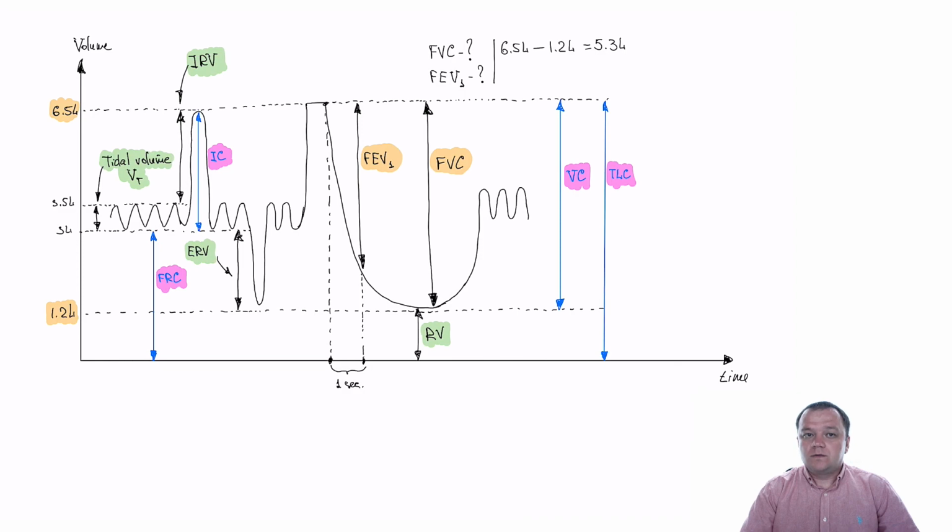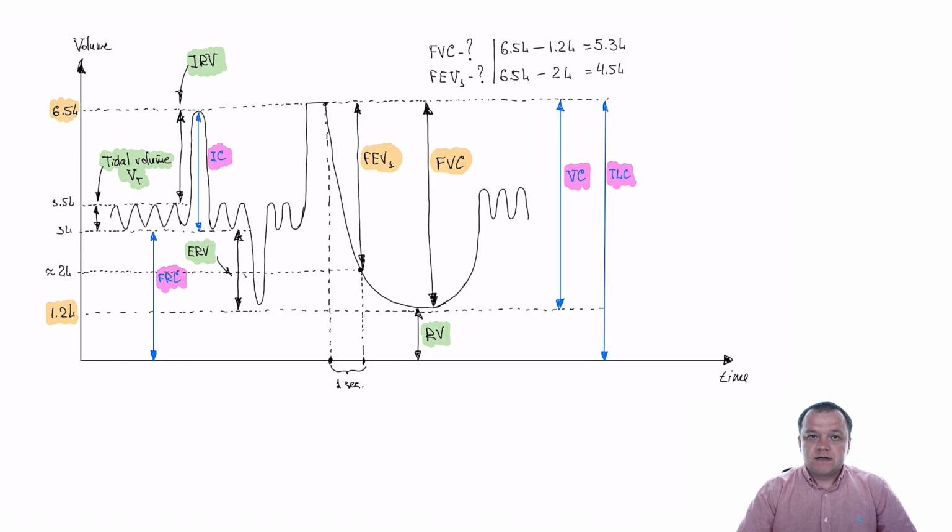FEV1 also starts from the same point, 6.5 liters. And let's assume that during the first second, the patient exhales some volume of air to the point of, let's say, 2 liters, like on our spirogram. Then FEV1 will be 6.5 liters minus 2 liters, that equals 4.5 liters.